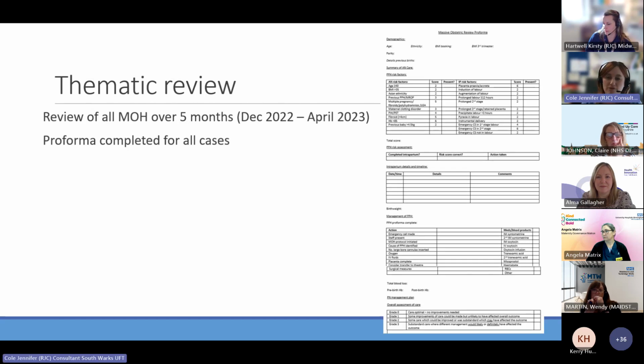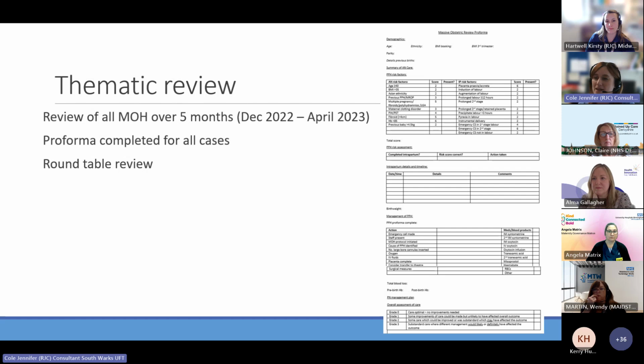We designed and completed a pro forma for all these cases, which was really looking at that woman's whole journey through her antenatal period, looking at a summary of that care, any risk factors that she had for PPH, both antenatally and that developed during the intrapartum period. We completed a detailed intrapartum timeline, and then looked at how the actual emergency of the PPH was handled when it occurred.